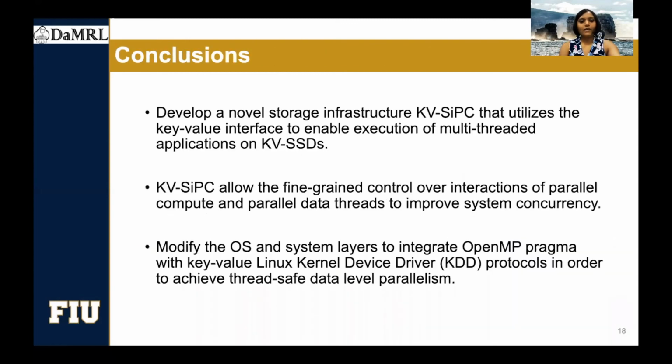Thus, to conclude, we developed this KV-SiPs infrastructure that enables executing multiple parallel data threads along with parallel compute threads. This allows us fine-grain control over the interactions between parallel compute and parallel data threads to improve overall system concurrency. As well, in order to show the proof of concept, we implemented it into a real system, modifying the operating system as well as the system layers to integrate OpenMP Pragma with key-value Linux kernel device driver protocols in order to achieve thread-safe data-level parallelism.